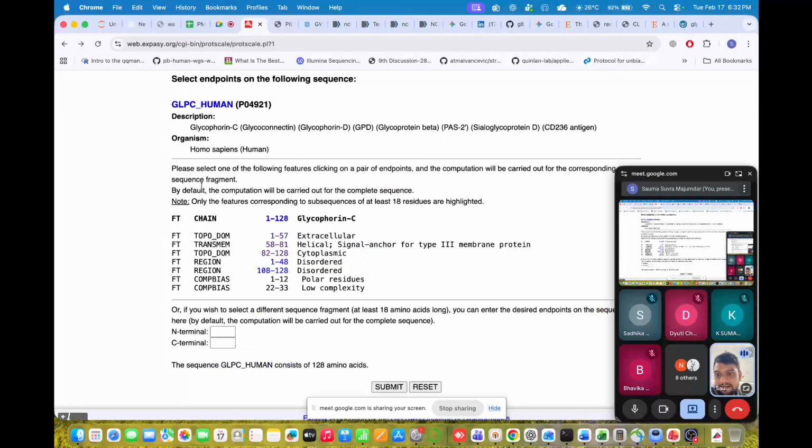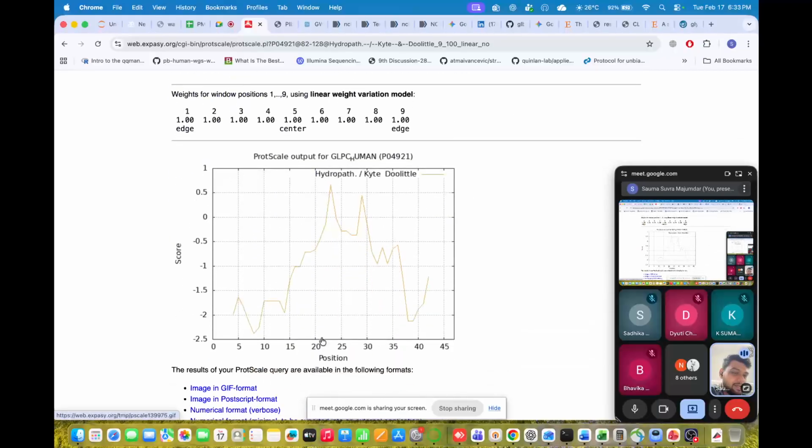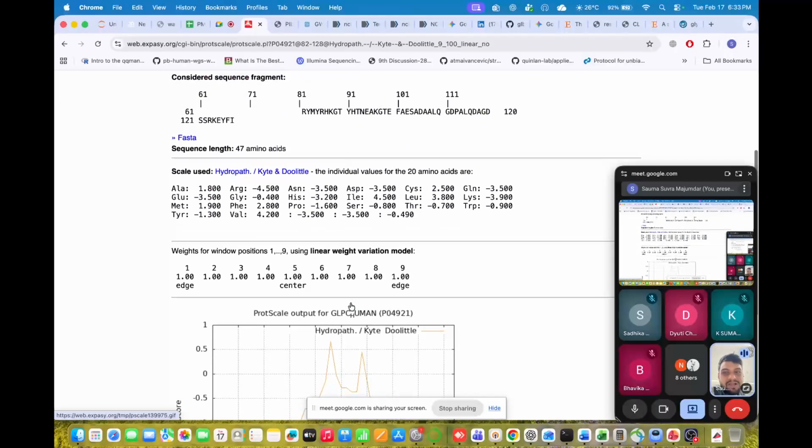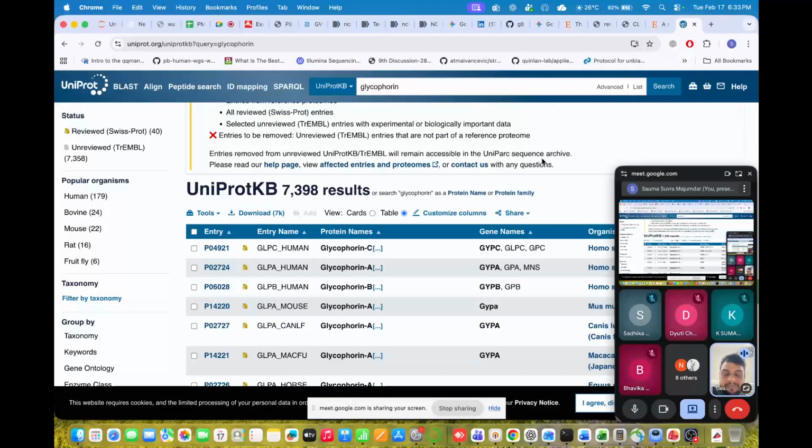If you look at other regions, say cytoplasmic, here also the scale will not be very high because you need charged or polar amino acids in this set of regions. But in the folding region, the transmembrane region, you need hydrophobic amino acids, so there the scores are very high. So you can try with different proteins. It's a very simple thing to do. You just go to UniProt, you type in any protein.